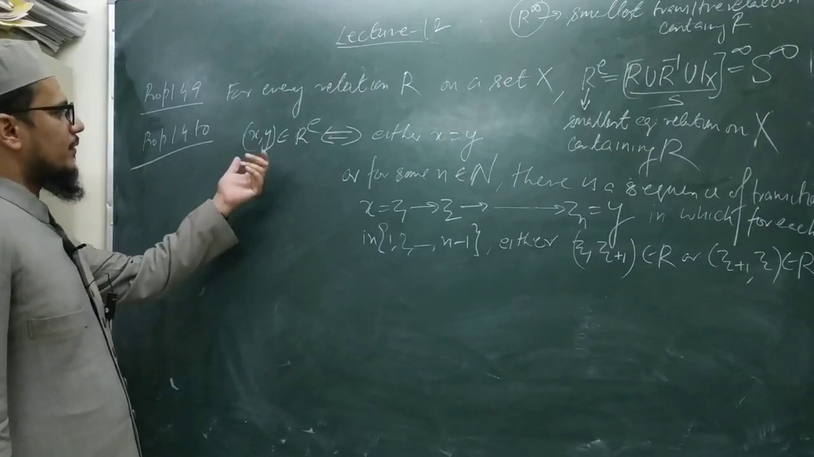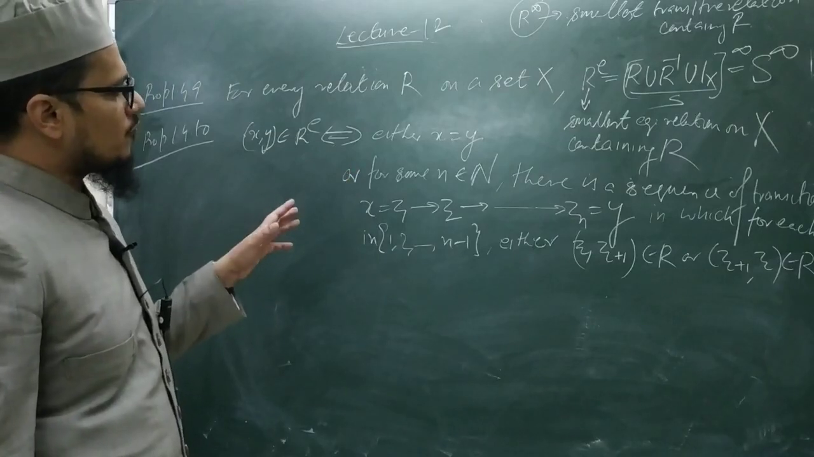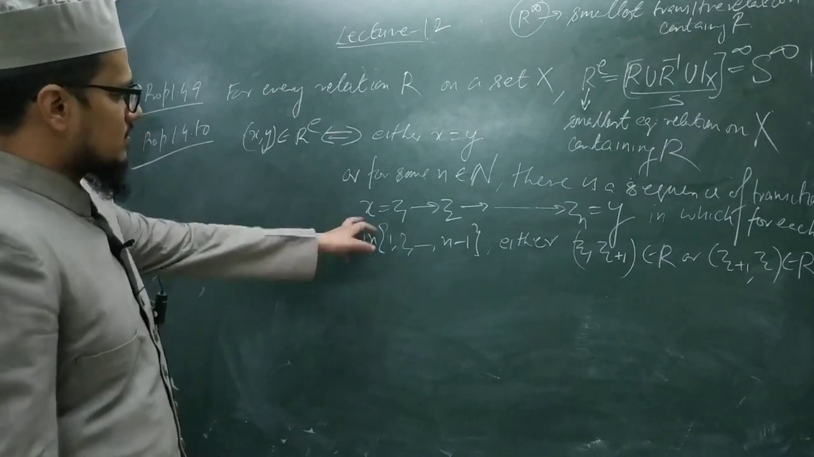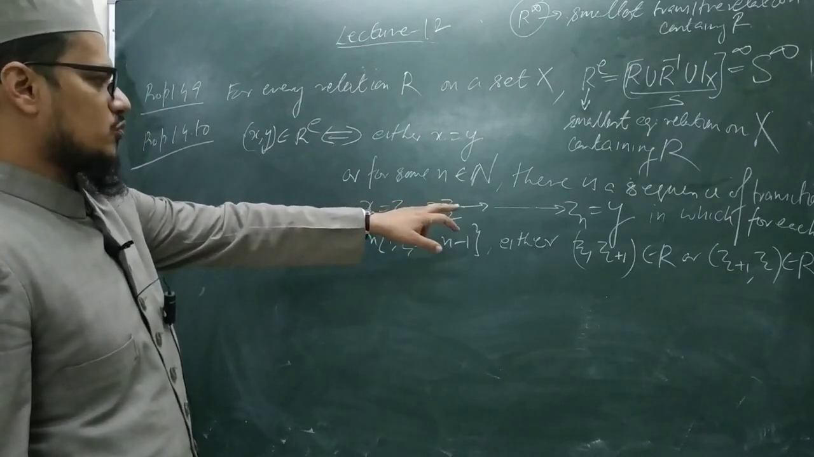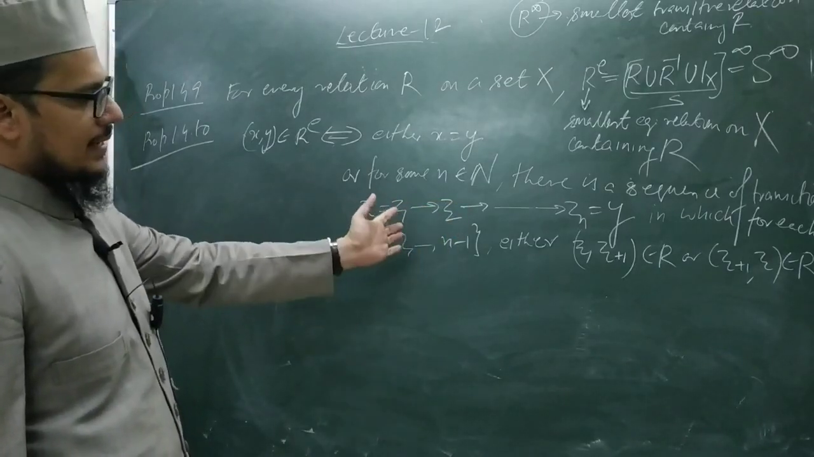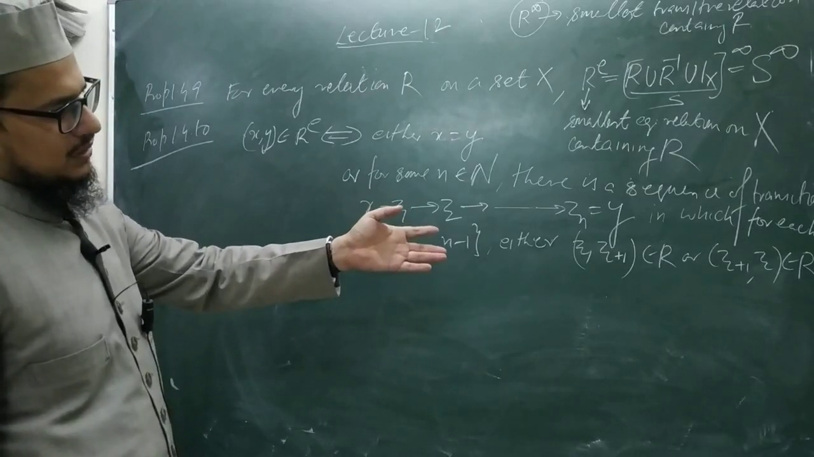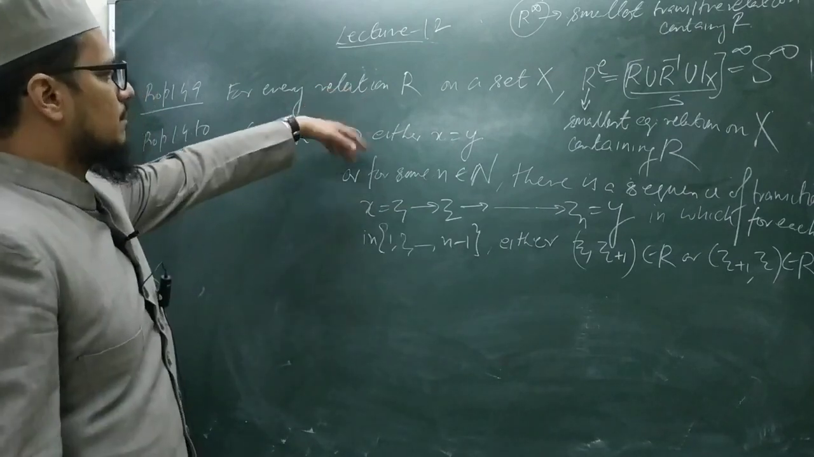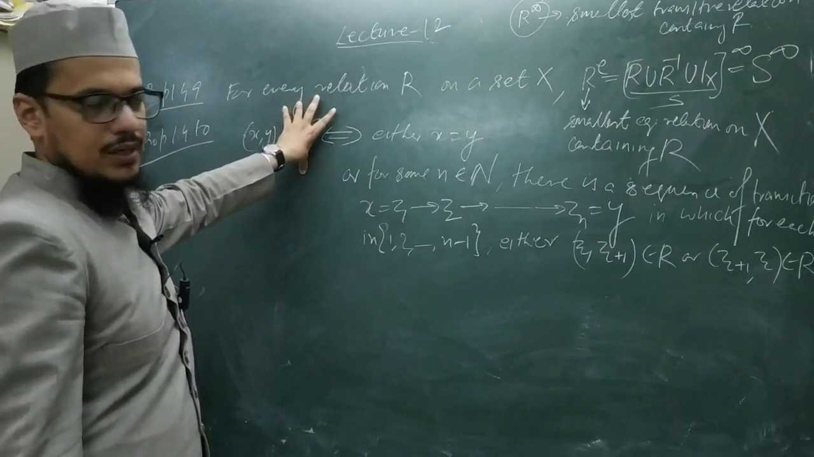So x comma y belonging to Re implies either x is equal to y or, for some n belonging to the natural numbers, there is a sequence of transitions: x is equal to z1, z1 goes to z2, z2 goes to, and so on, zn is equal to y, in which for each i in the set 1 to n minus 1, either zi comma zi plus 1 belongs to R or zi plus 1 comma zi belongs to R. So both are the same, if the theorem is rewritten like this, correct?